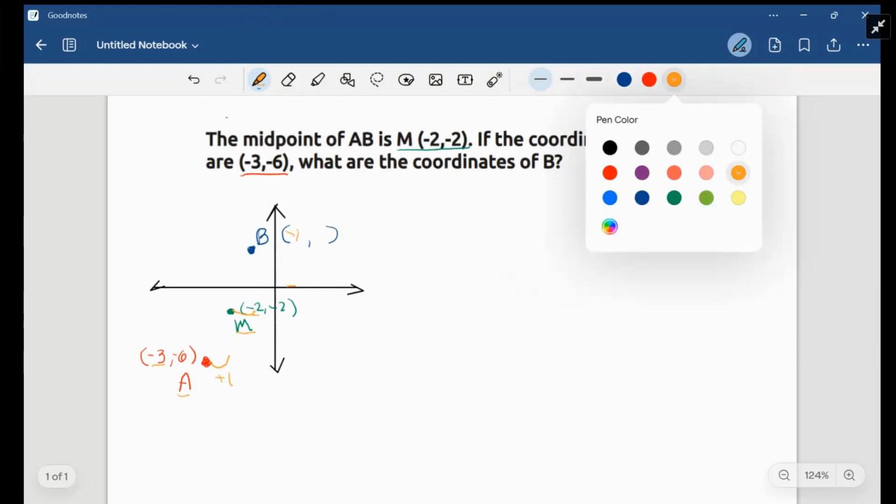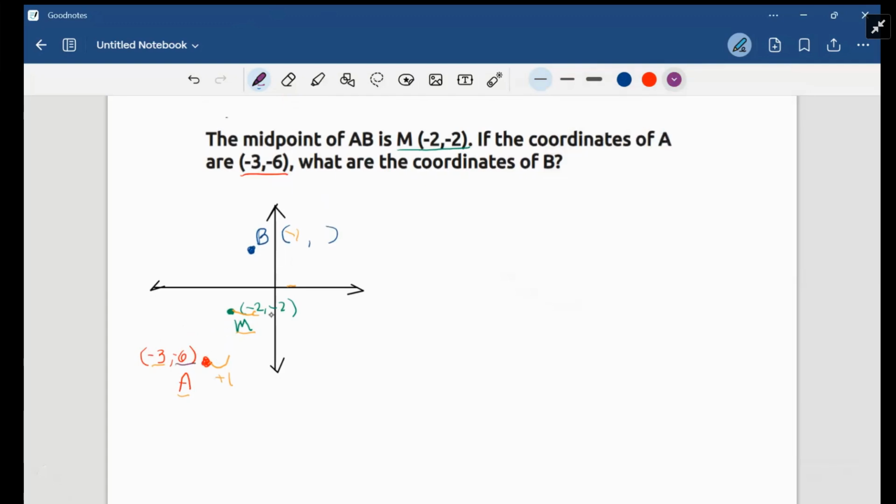And then we do the same thing with our Y values. To go from A at -6 to get to M at -2, we have to go up 4, which means from M to B, we're also going to need to go up 4. So if we add 4 to -2, our Y value of the midpoint, that's going to put us at +2. So our other endpoint B is going to be at -1, 2. So that's how we can do it on a graph.